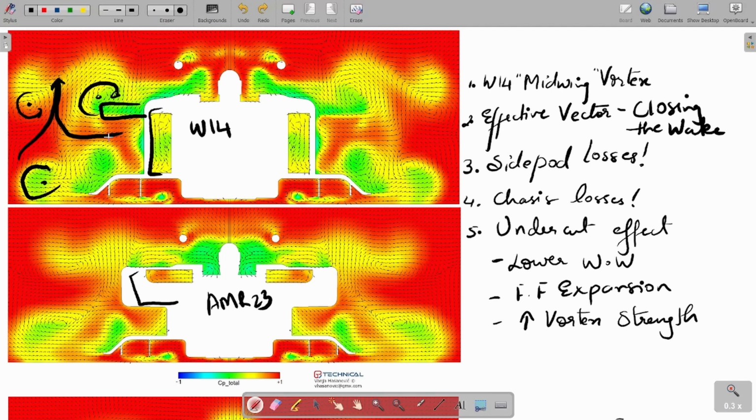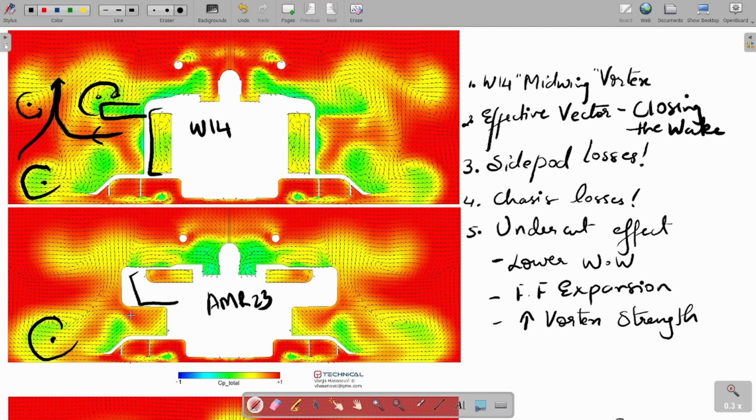And this mechanism is what we believed it to be. But what I meant by saying closing the wake is you see how this mechanism is completely different because it does not have the mid wing vortex. Its primary vortex structure is actually the vortex structure down here. Now, what do I mean by this?